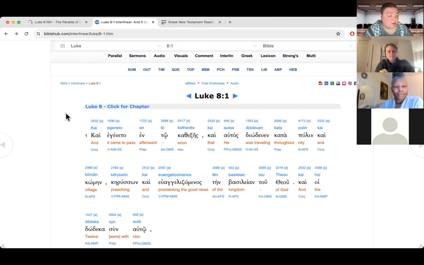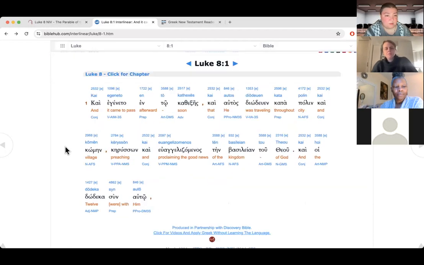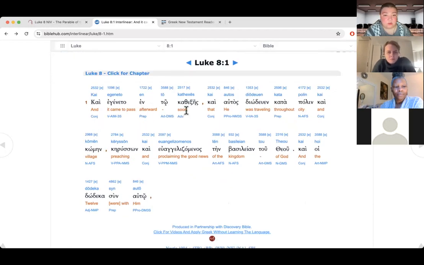Here at the top, you can see the blue back and forth arrows to go to the next or previous chapter, so that will help you navigate. Sometimes you may notice that the words appearing in the original language seem all scrambled. For example, "and it came to pass afterward soon that he was traveling through city and village, preaching and proclaiming the good news of the kingdom of God, and the 12 presumably were with him." Now, this is not the most scrambled version that you will find, but you will find some scrambled versions.